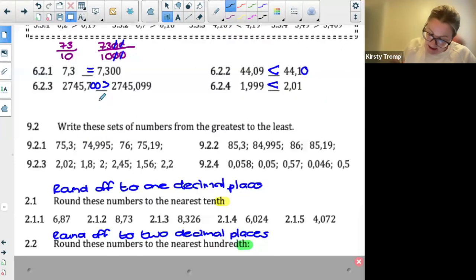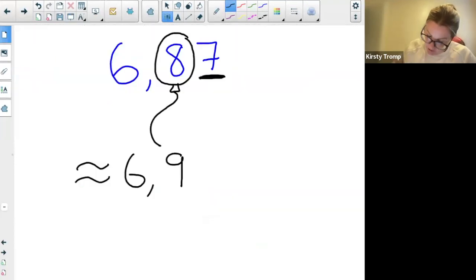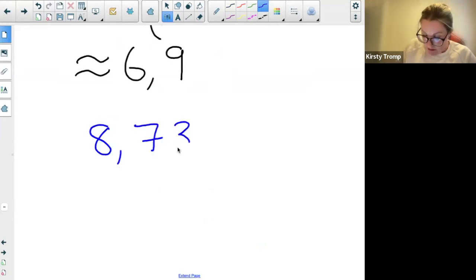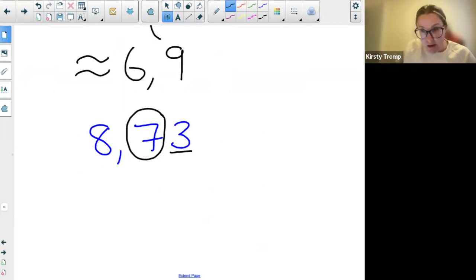All right, let's see if it works with the next one. The next one is 8,73. So, again, we're going to draw a balloon. 8,73. Round off to 1 decimal place, the nearest 10th. I'm going to put a circle around what I need to round off. And I'm going to underline the number that's right next to it. Okay? All right?